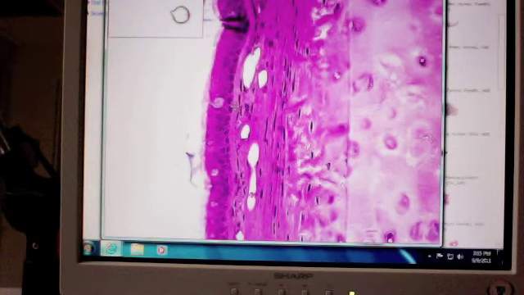Okay, so my arrow is sitting on what structure? Oh, basement membrane. Basement membrane. Okay. This is probably the only tissue that we look at where we can see such a clear basement membrane.